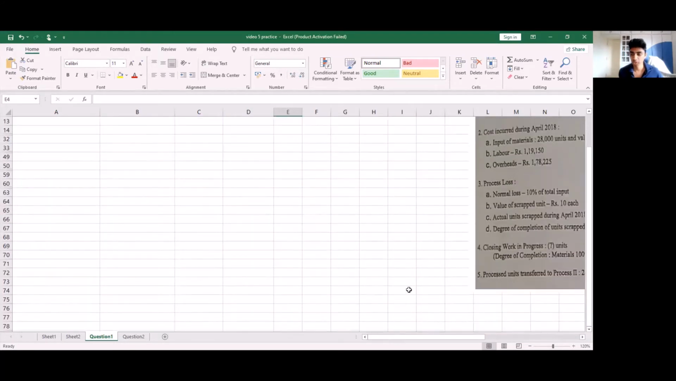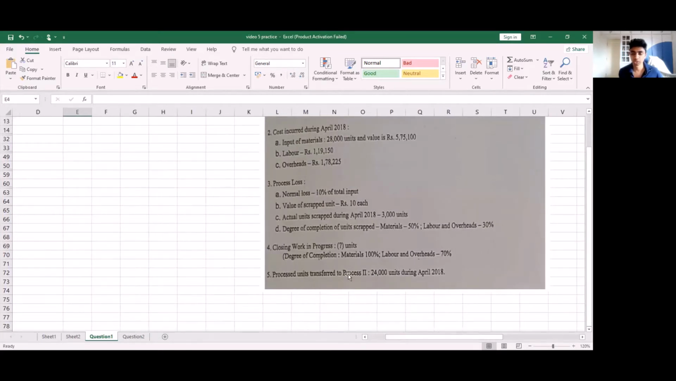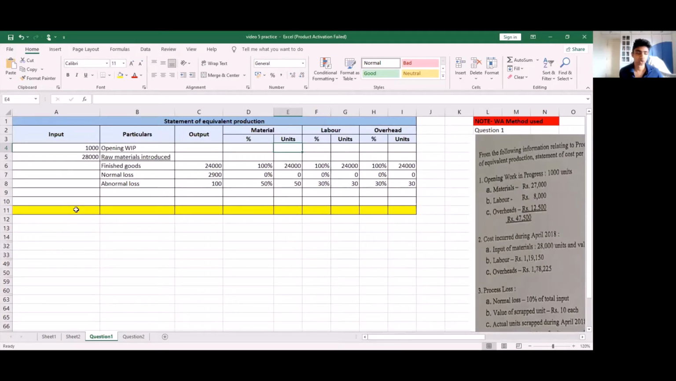Now our last figure is our closing work in progress, and we have not been given the units. So to find the units, we're simply going to tally the input and output columns and find the difference. On our input column, we have a sum of 29,000, and on our output column, we have a sum of 27,000. So there's a difference of 2,000, and this will be our closing work in progress.